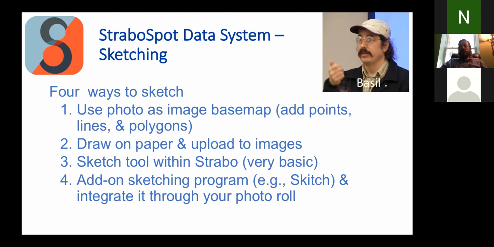The 2, I would say, more powerful ones are using the sketch tool in Strabo, although it's very basic right now, that will likely change. And what we mostly do, the people who are using Strabo routinely, is we use an add-on sketching program, something like Sketch, but there are many others, and integrate your annotated photos through the photo roll, because both Strabo and Sketch use the photo roll. So we're going to go through these one by one.